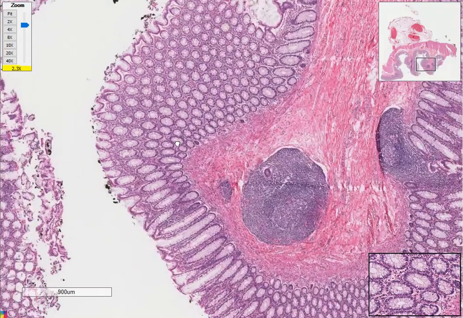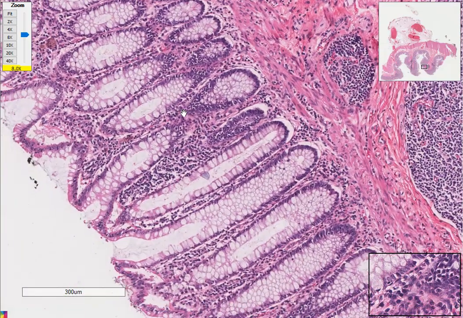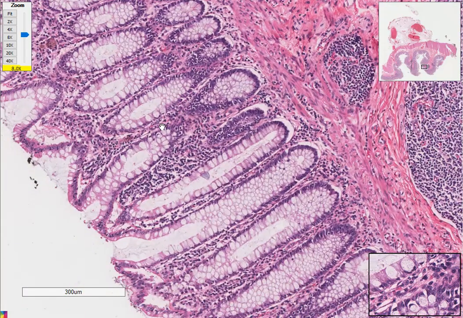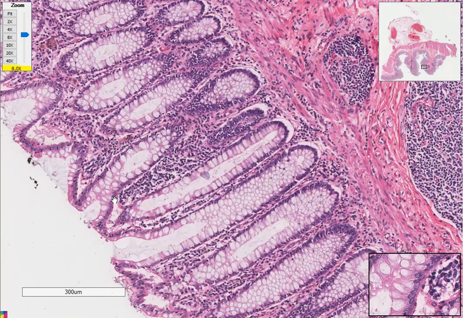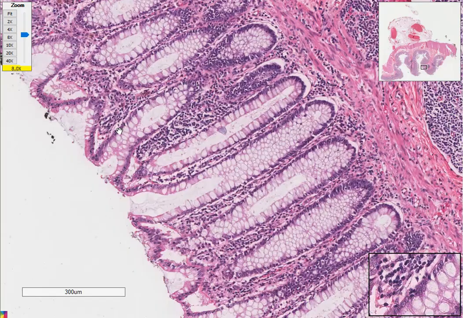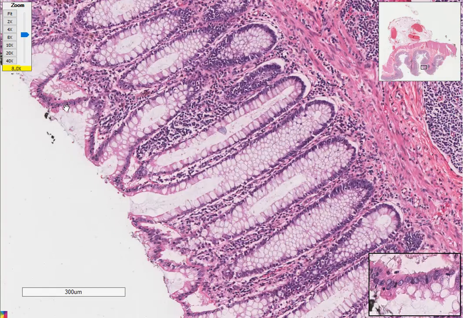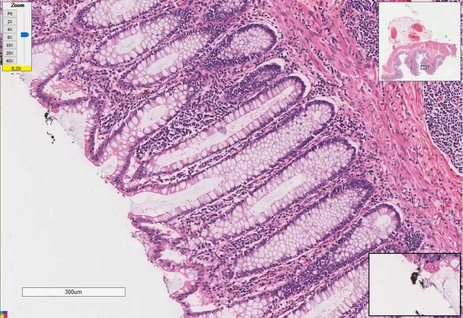So in the mucosa, we've got a lot of goblet cells with columnar epithelium. Remember, the epithelium is more basally located, with abundant goblet cells. The reason for this is, remember, the goblet cells produce a lot of mucus that can lubricate the feces as they go down the bowel.